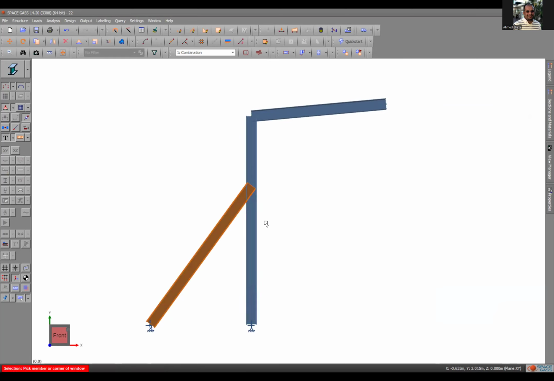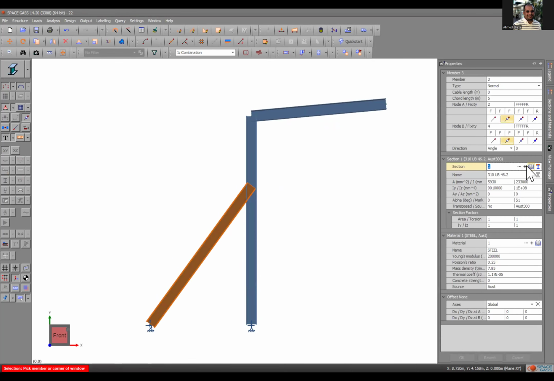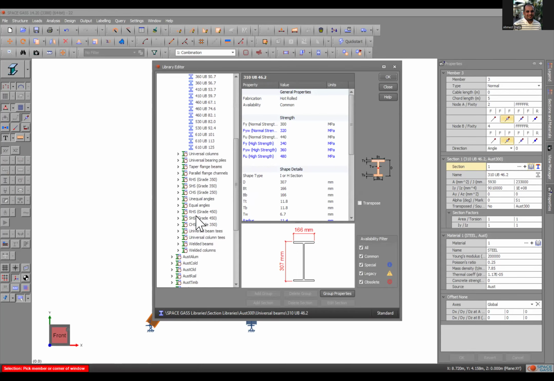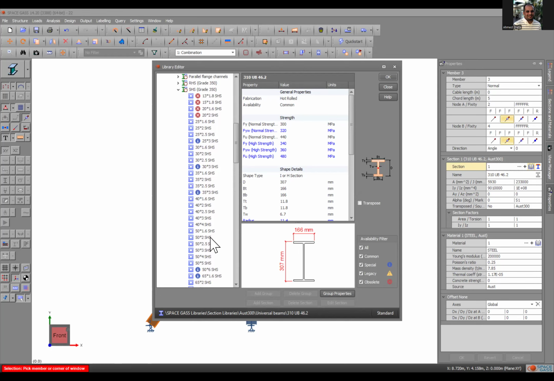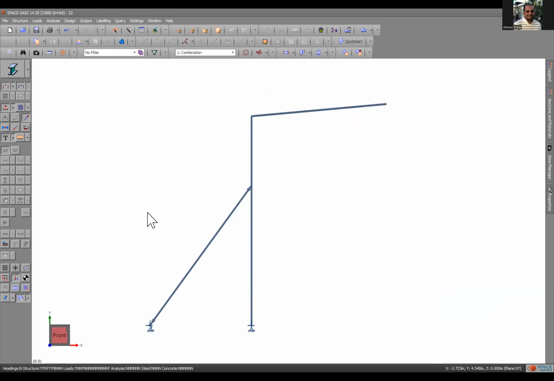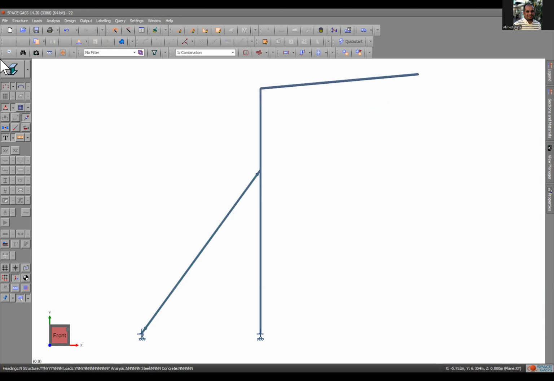Another option is you can change the selection of this member. So from the table, for example, if you want to make this tie a square hollow section, or whatever section you will be using, like here. So click OK. Now we select a different section for this one.